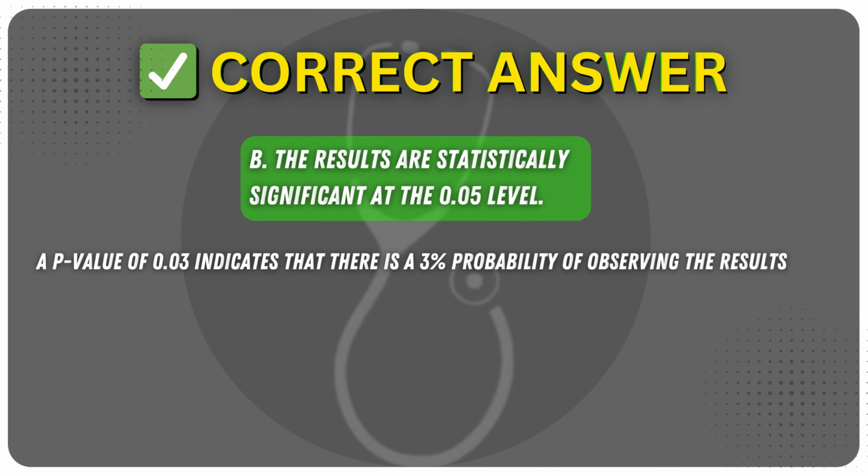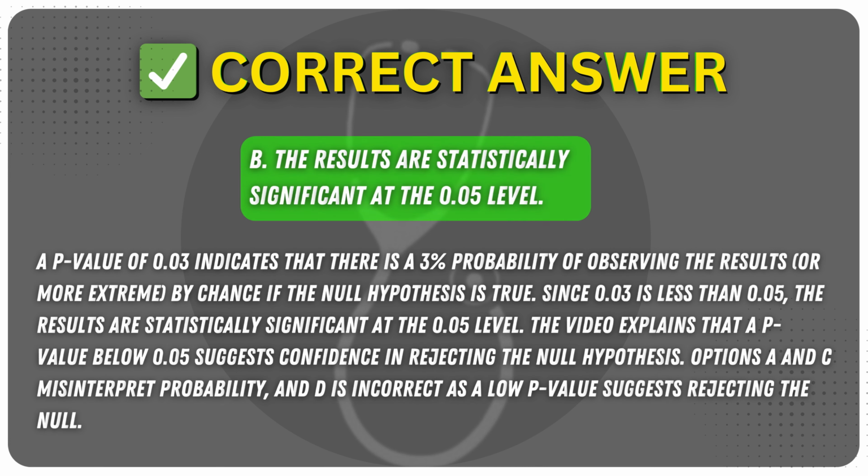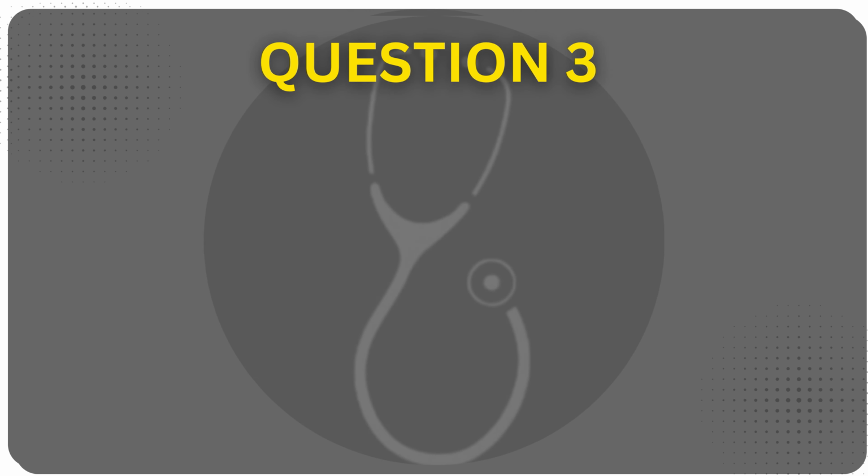Correct answer is B. The results are statistically significant at the 0.05 level. A p-value of 0.03 indicates that there is a 3% probability of observing the results, or more extreme, by chance if the null hypothesis is true. Since 0.03 is less than 0.05, the results are statistically significant at the 0.05 level. The video explains that a p-value below 0.05 suggests confidence in rejecting the null hypothesis. Options A and C misinterpret probability, and D is incorrect as a low p-value suggests rejecting the null.